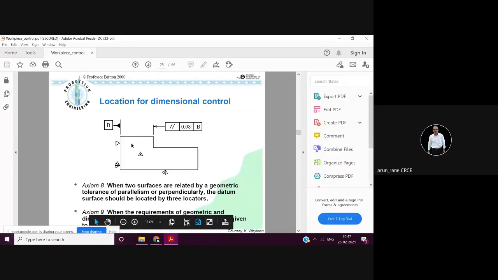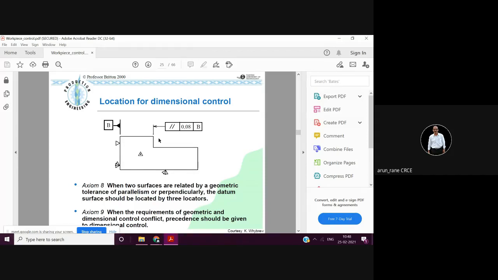It is not distance. That is, if you rest this workpiece on this surface, and if you put a dial indicator and move across this surface, the dial indicator should not show more than 0.08 millimeter variation. The distance can be 50, this can be 25. The meaning of this symbol is very important. These two surfaces should be parallel to each other within 0.08. That means the deviation should not be more than 0.08 millimeter, whatever the dimensions may be.